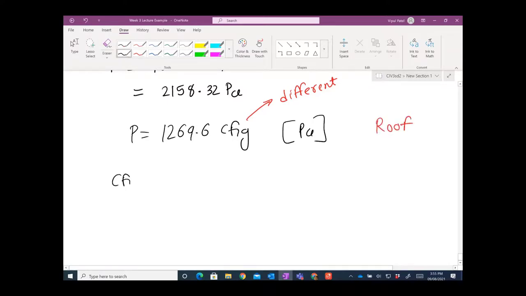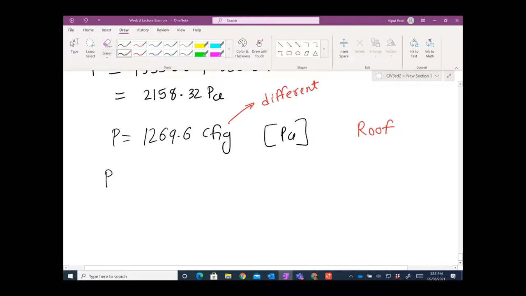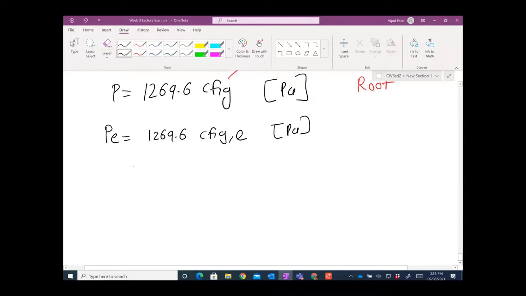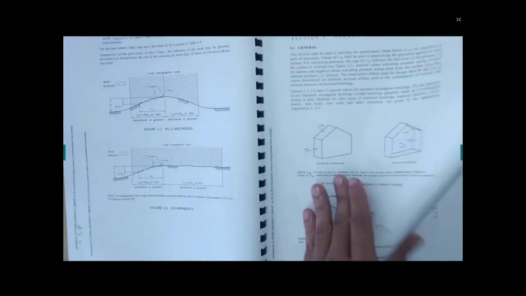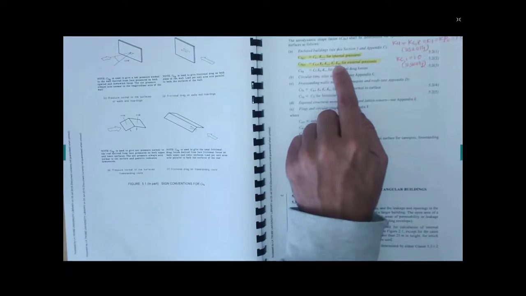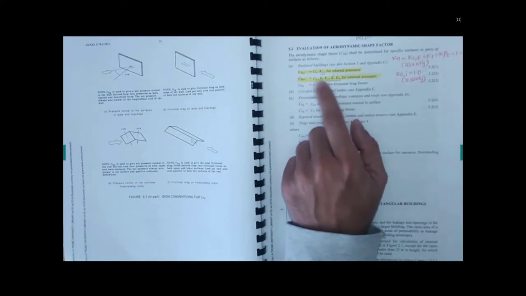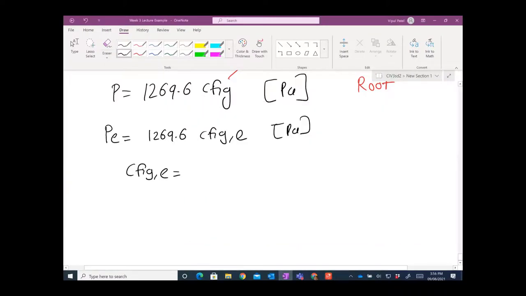So let's say we want to calculate the external pressure on the roof and internal pressure on the roof. External pressure equals 1269.6 C fig,e in pascals. And C fig,e, whether it's external pressure or internal pressure, does not change. It's always this equation, which is C fig,e. Where is it? Here you go. This equation for C fig,e can be applied for any wall. So let's copy that again: CPE, KA, KCE, KL, and KP.